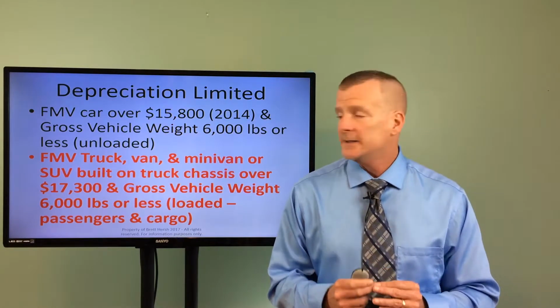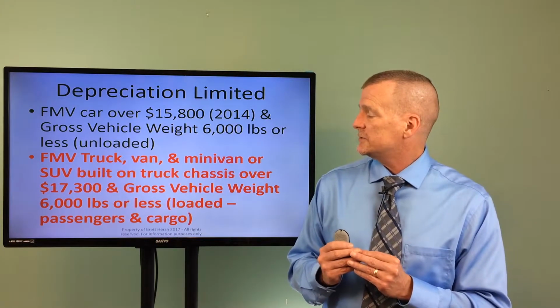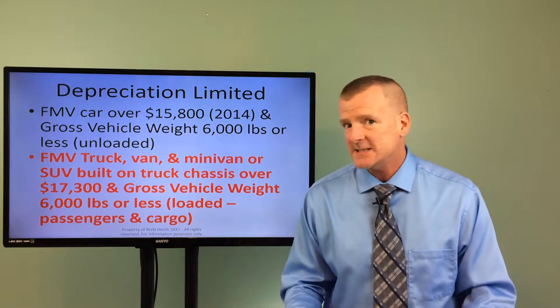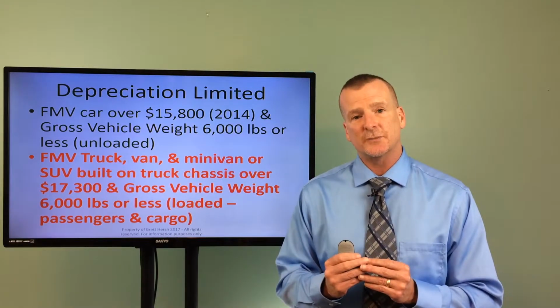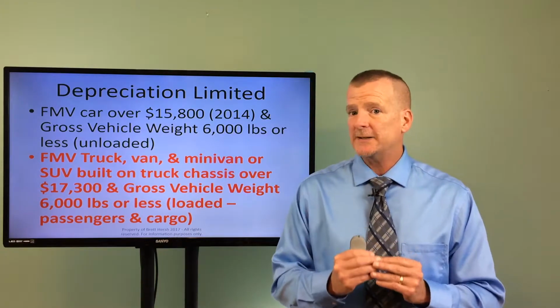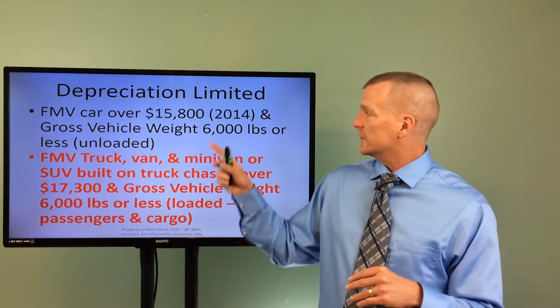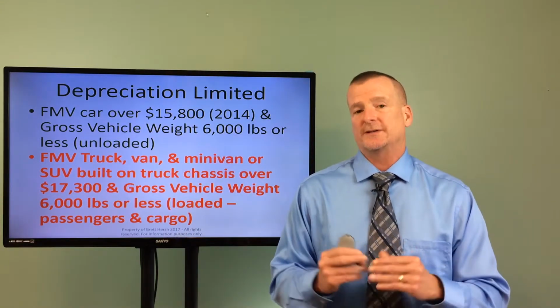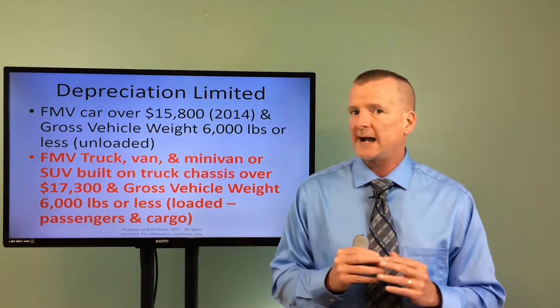Also, it's going to be limited if you buy a truck, van, minivan, or an SUV built on a truck chassis that has a fair market value of over $17,300 and a gross vehicle weight of 6,000 pounds or less loaded. So that's loaded weight versus unloaded weight. So as you can see, you really have to dig into the type of vehicle you're purchasing to know even how to apply these rules.